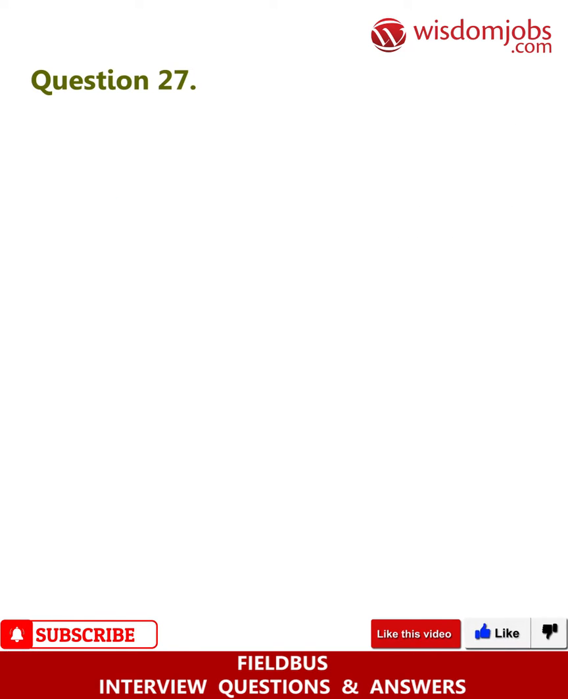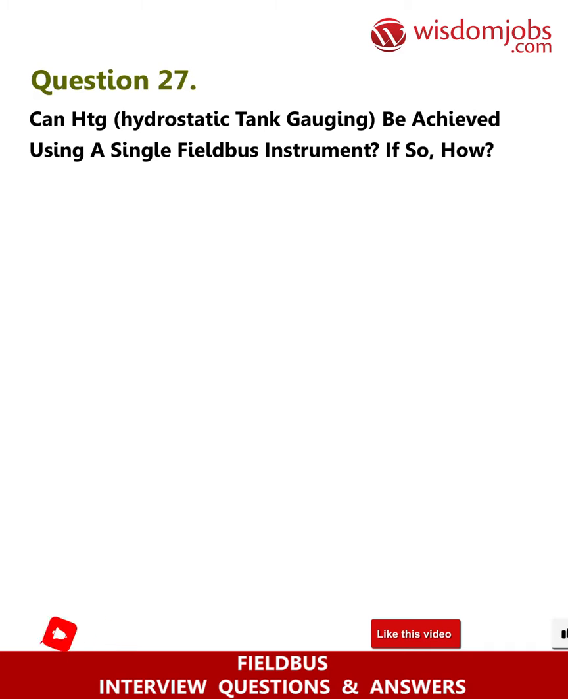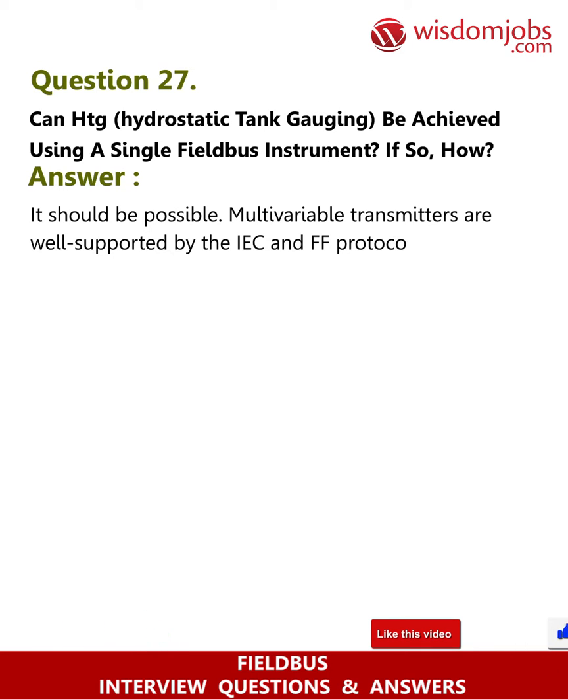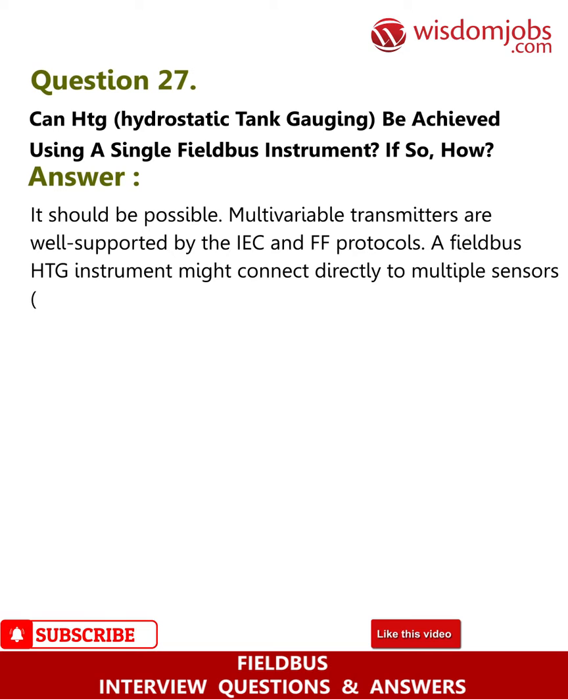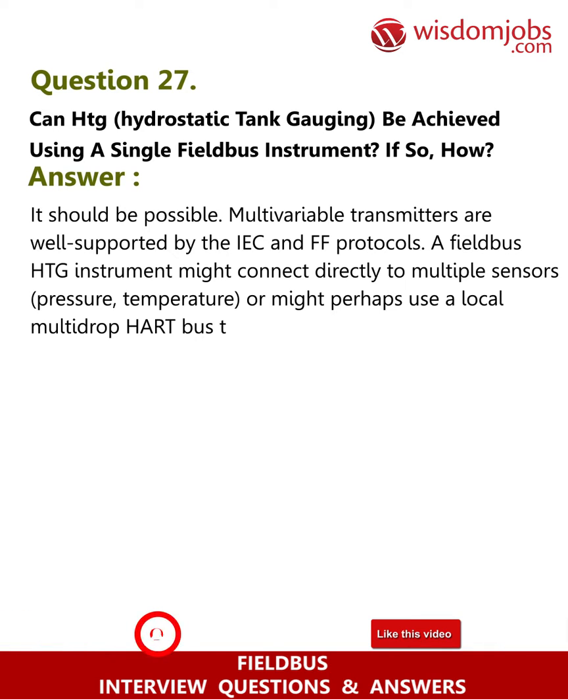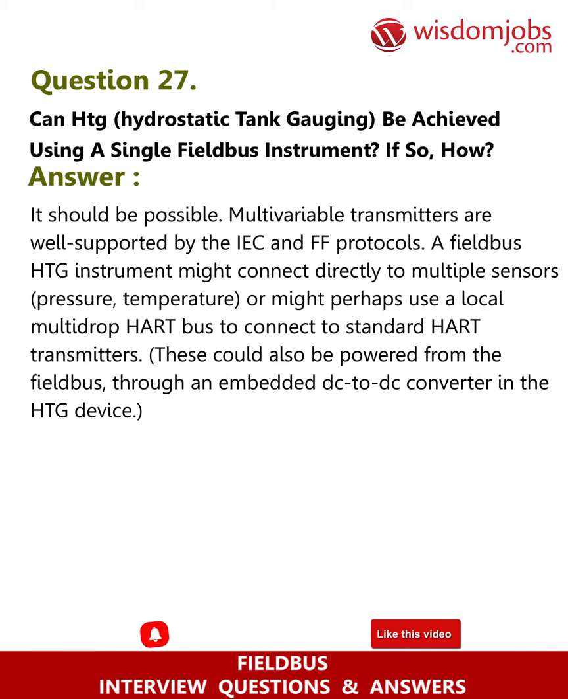Question 27. Can HTG, hydrostatic tank gauging, be achieved using a single Fieldbus instrument? If so, how? Answer. It should be possible. Multivariable transmitters are well supported by the ISA and FF protocols. A Fieldbus HTG instrument might connect directly to multiple sensors, pressure and temperature, or might perhaps use a local multi-drop HART bus to connect to standard HART transmitters. These could also be powered from the Fieldbus through an embedded DC to DC converter in the HTG device.